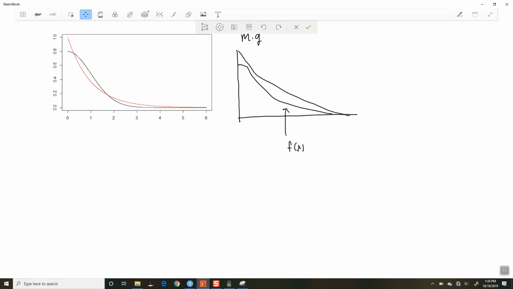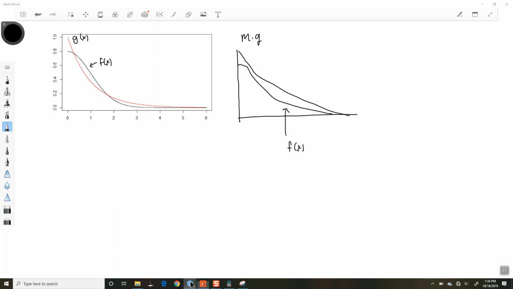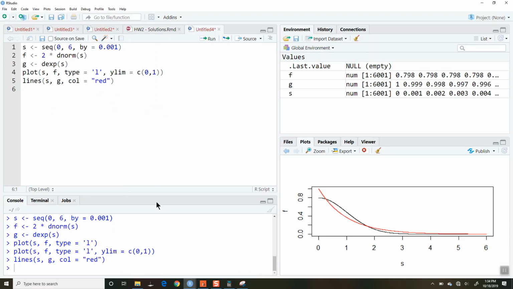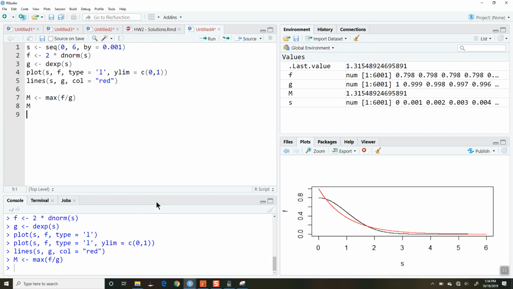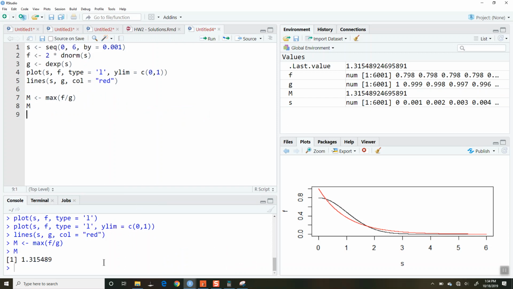Okay, so this is what we have. The red is your g of x, and this is your f of x. But we want g of x to be taller than f everywhere. So we did all of the work, and basically m is going to be the max of f over g. So what is m? It's 1.315489. And now we're going to multiply g times m, and we're going to plot that.